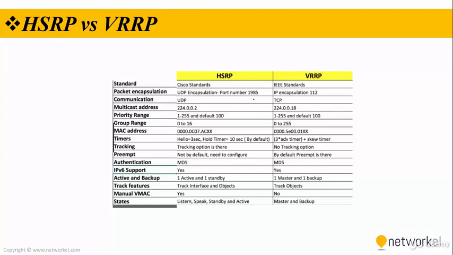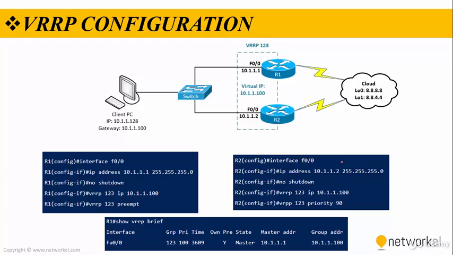Here are the differences between HSRP and VRRP. As I told, HSRP is a Cisco standard while this is an IEEE standard. HSRP uses UDP encapsulation while VRRP is using IP encapsulation. We have a few more changes in the protocols.